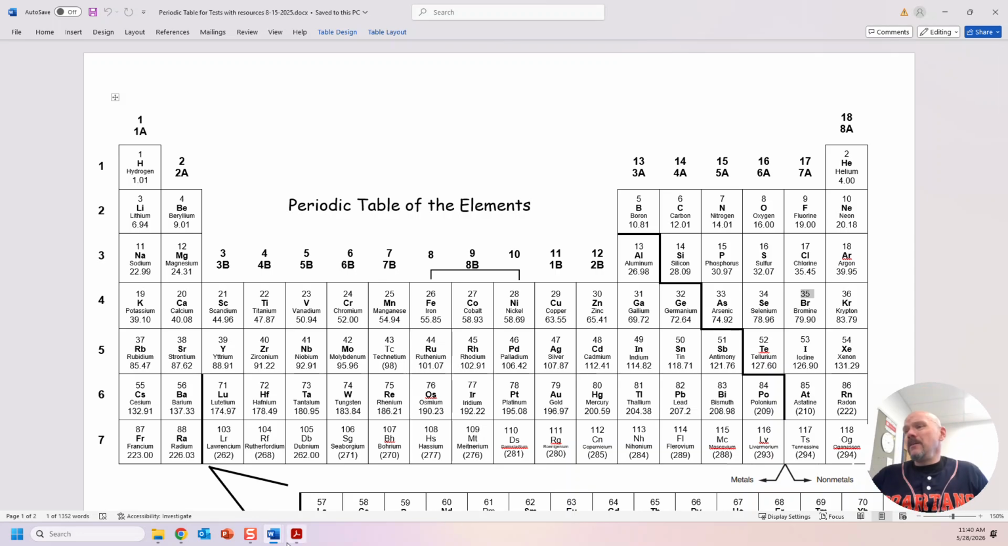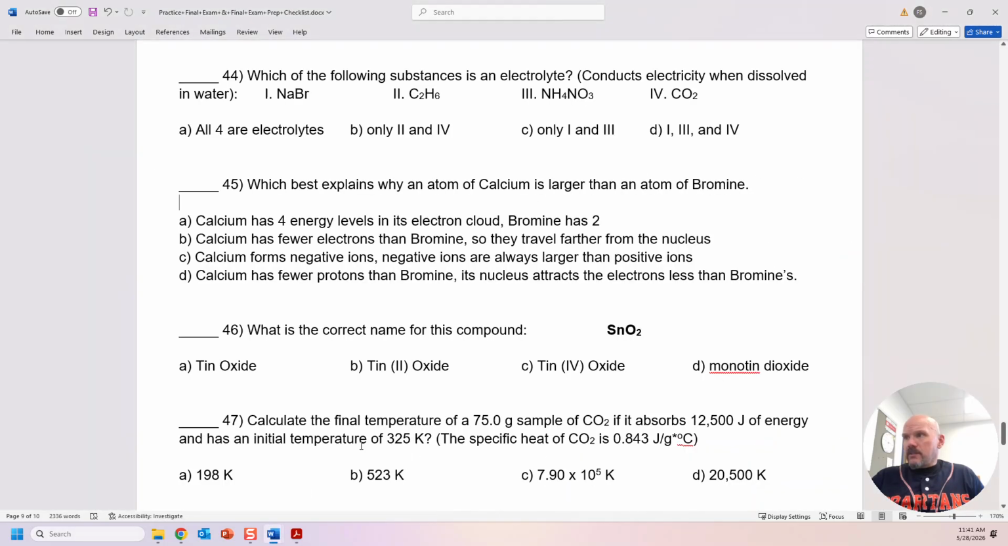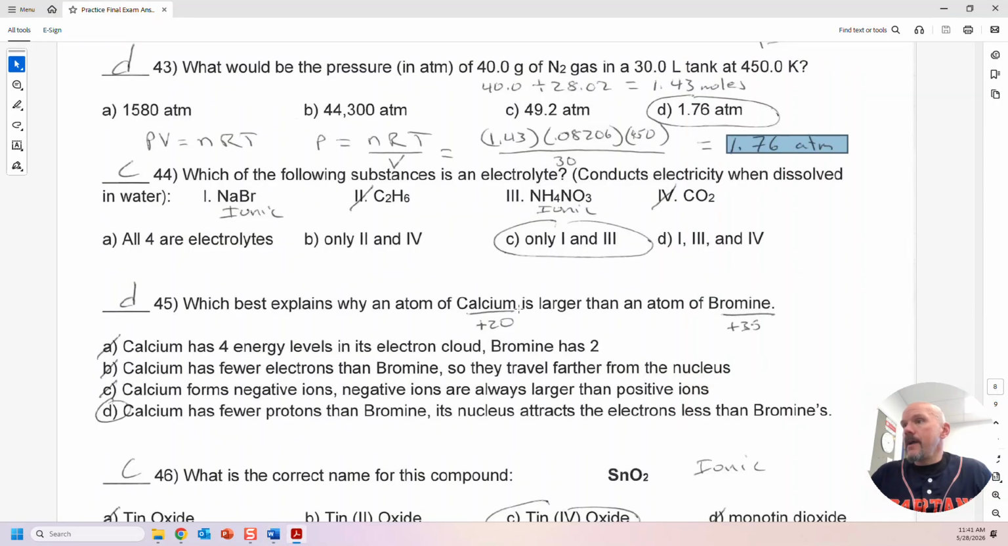All right, let's see what our answer choices are, but that's basically it. So 4 energy levels, bromine only has 2, nope. Calcium has fewer electrons, nope. Calcium forms negative ions, nope. Calcium has fewer protons. There you go. That's choice D.